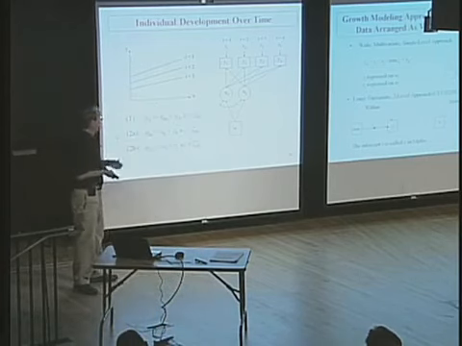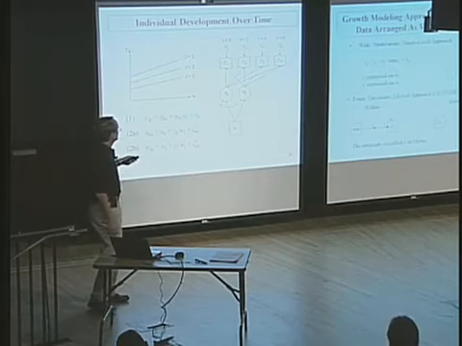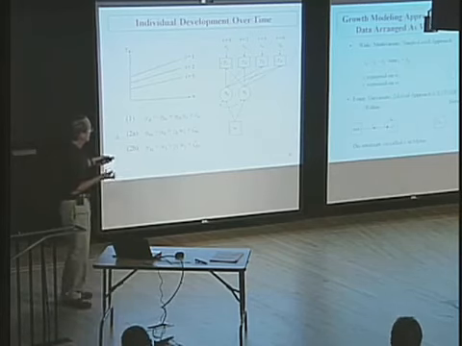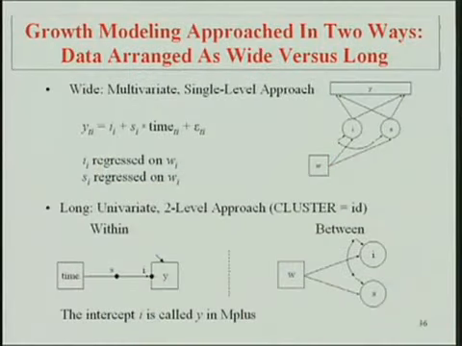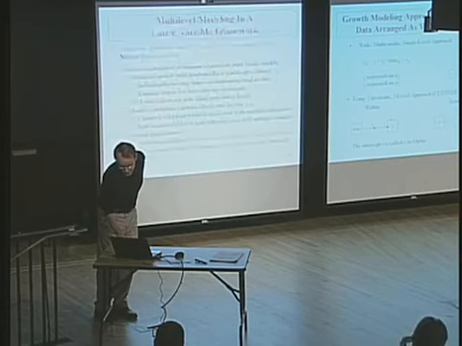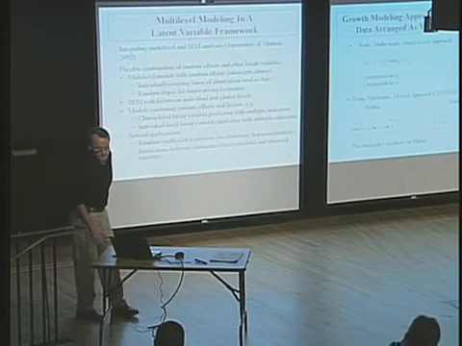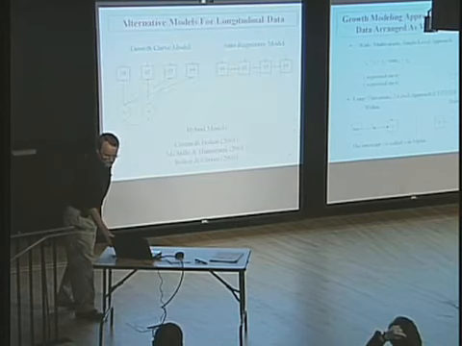So just so you know that there are these two approaches, and if you specify the multivariate approach in a certain restrictive way, you get exactly the same estimates as in the univariate two-level approach with data arranged as long. But we're going to stay with the first approach. So 37. Now, let's skip that slide and go to this slide.